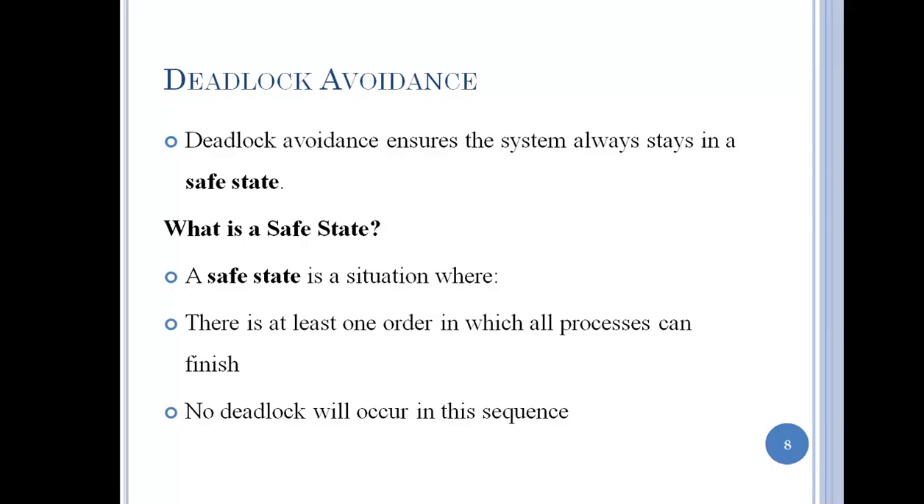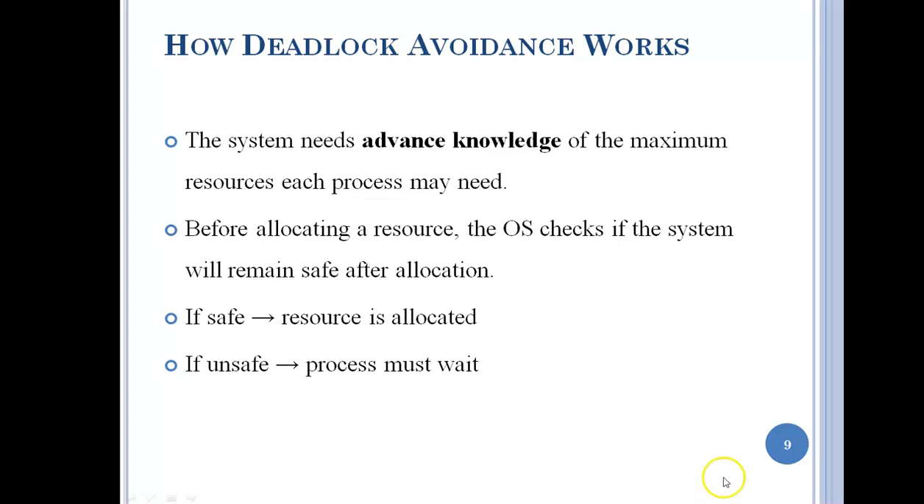Then the next thing, what is deadlock avoidance? Deadlock avoidance ensures the system always stays in a safe state. So what is a safe state? A safe state is a situation where there is at least one order in which all processes can finish. No deadlock will occur in that sequence. So how does deadlock avoidance work? The system needs advanced knowledge of the maximum resources each process may need. Before allocating a resource, the operating system checks if the system will remain safe after allocation. If safe, then the resources are allocated. If unsafe, then the process must wait.